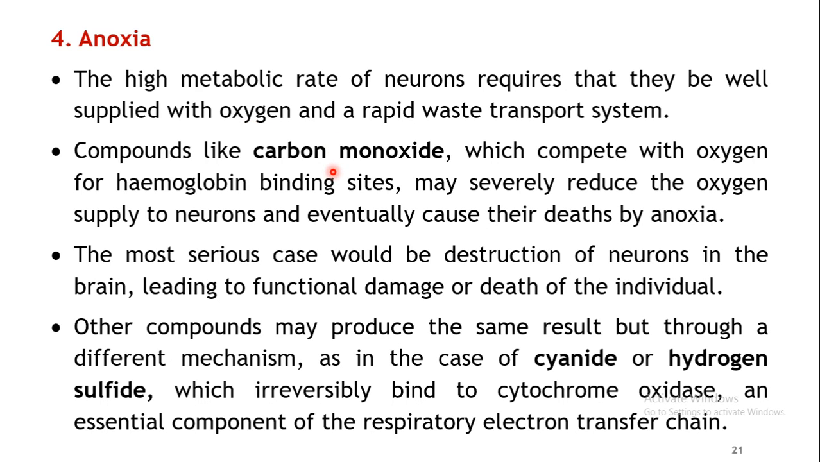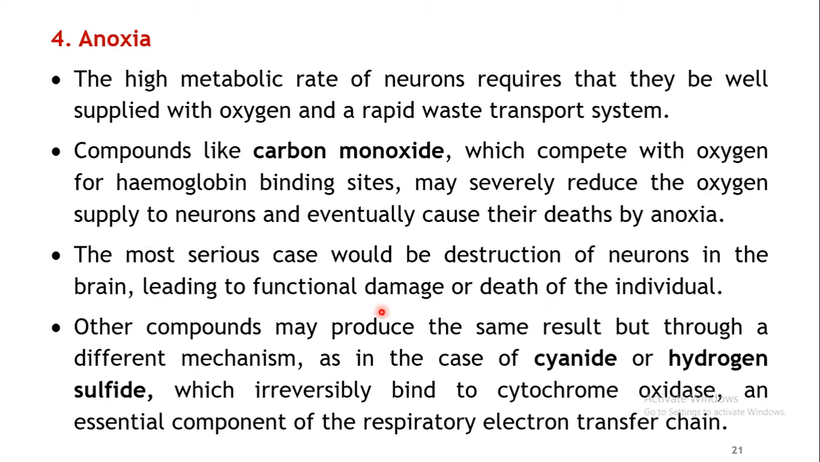Say, for example, in case of poisoning with carbon monoxide, it will compete with the oxygen for the hemoglobin, as we have seen in hematotoxicity, with the formation of methemoglobin. Carbon monoxide competes with oxygen to bind with hemoglobin, which is basically involved in the transport of oxygen. As a result, it will hamper the transportation of oxygen, so the oxygen supply to the neurons will get affected and the cells may even die due to anoxia. That is, total absence of oxygen may result in severe damage to the neurons. Destruction of the neurons in the brain may take place, which can lead to functional damage or even the death of the individual.